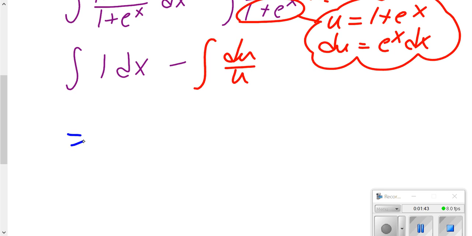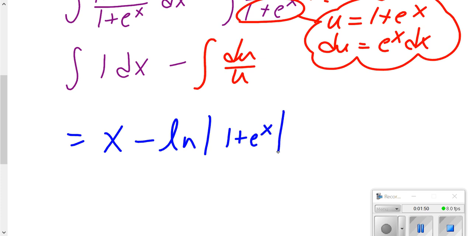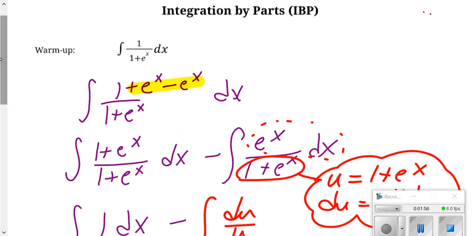We can say that this is just x. This is natural log absolute value of u. Technically, that is always positive, so the absolute value is technically not needed, but it is also fine to have, okay? So with that little warm-up problem, hopefully you're totally in the mood to do more math.